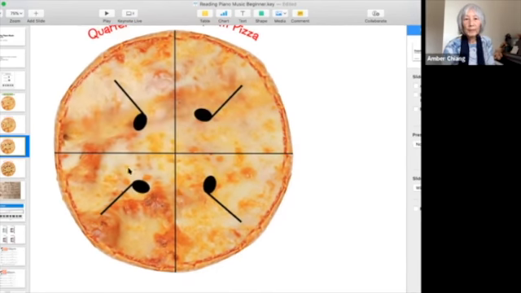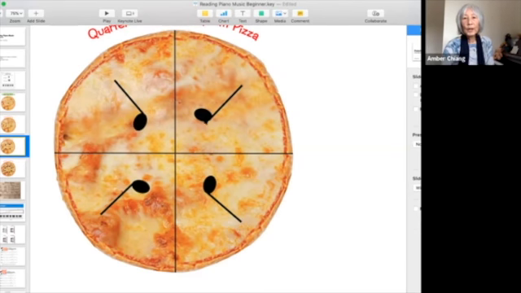So now we have how many pieces? 1, 2, 3, 4. So this is a quarter of a pie. So I bet you can eat a quarter of a pie, huh? So in music, we have a note called the quarter note. Okay, it's a black note with a stem.